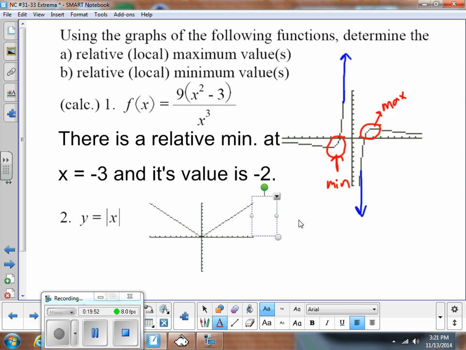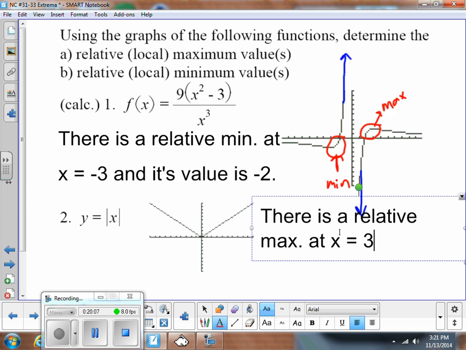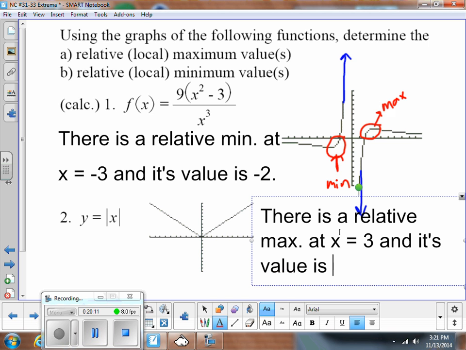a reciprocal function. So there is a relative max at x equals 3, and its value is 2. That's the way I'd give the answer to that problem.